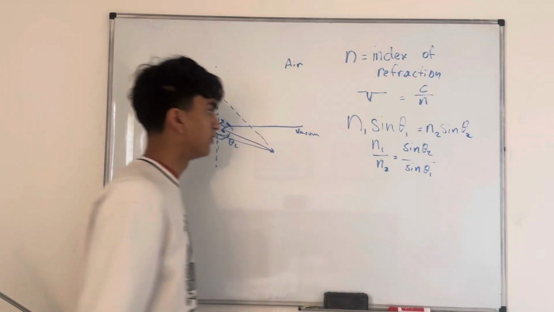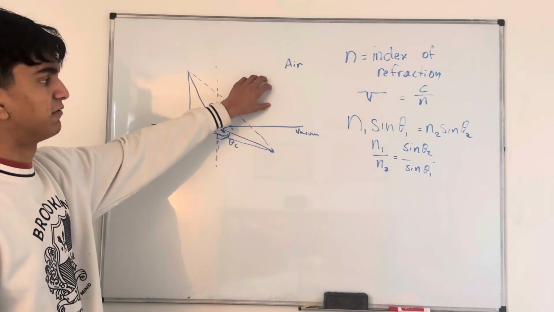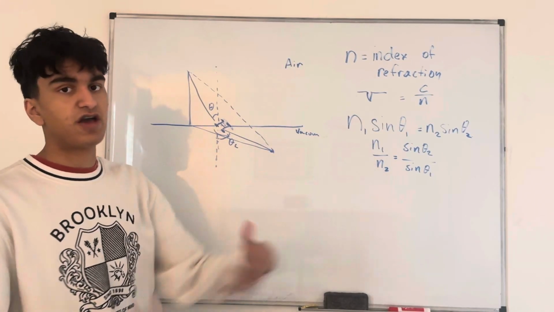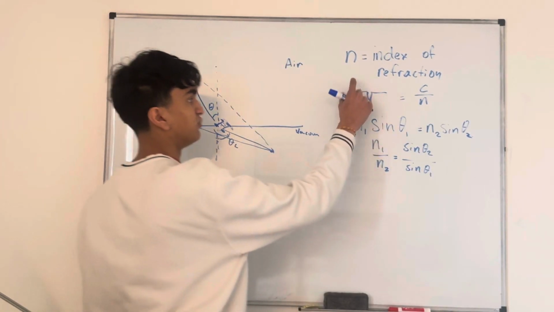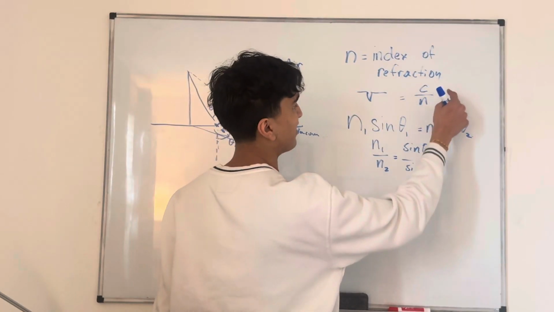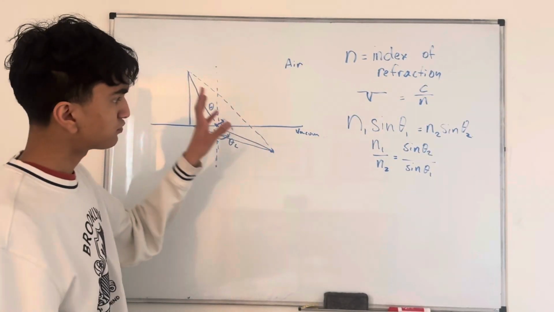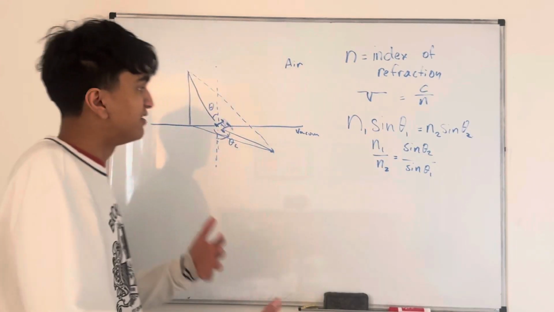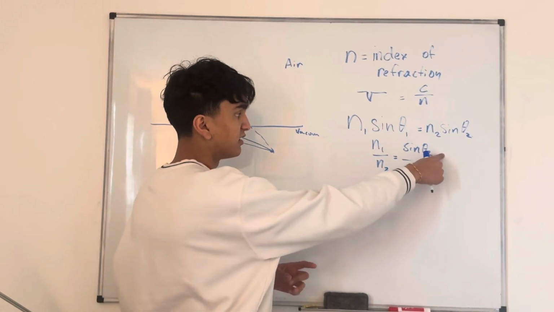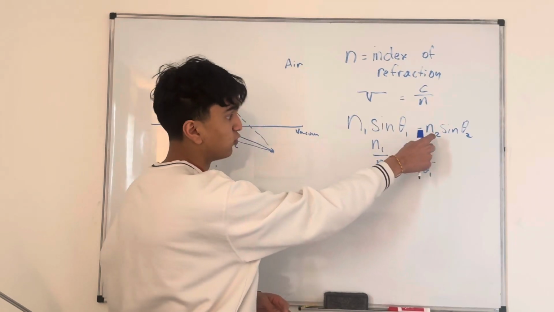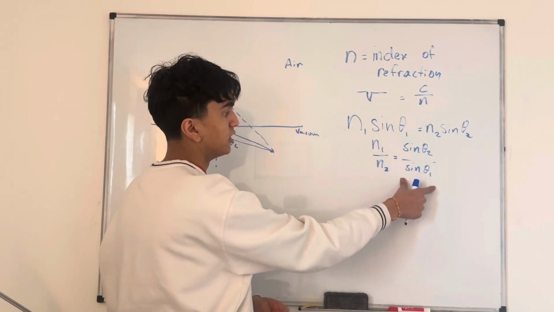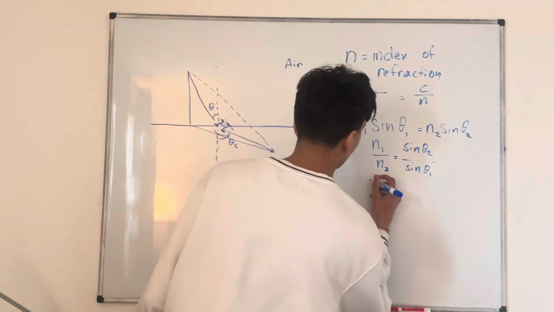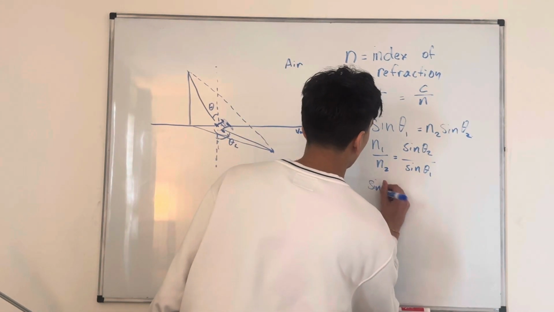So let's say we have air. Air is N1. If N1 is greater than N2, which for a vacuum would just be 1, because the speed of light in a vacuum over the speed of light in a vacuum is 1, then this ratio has to be greater than 1, and this means sine theta for the angle of refraction will be larger than sine of the angle of incidence.